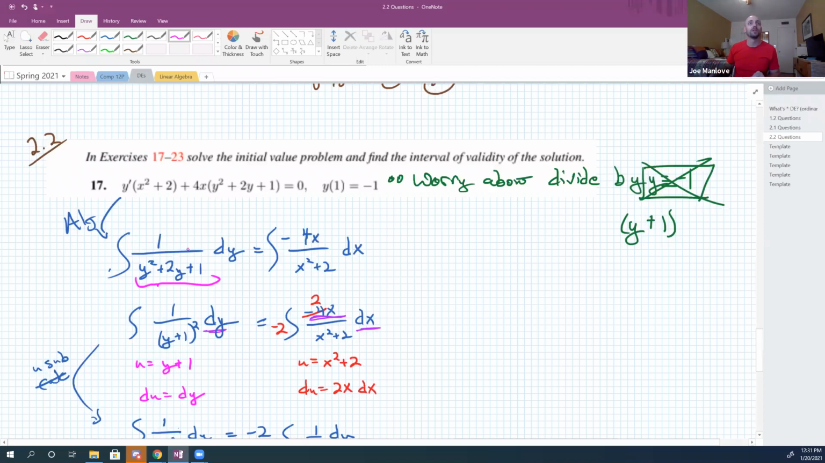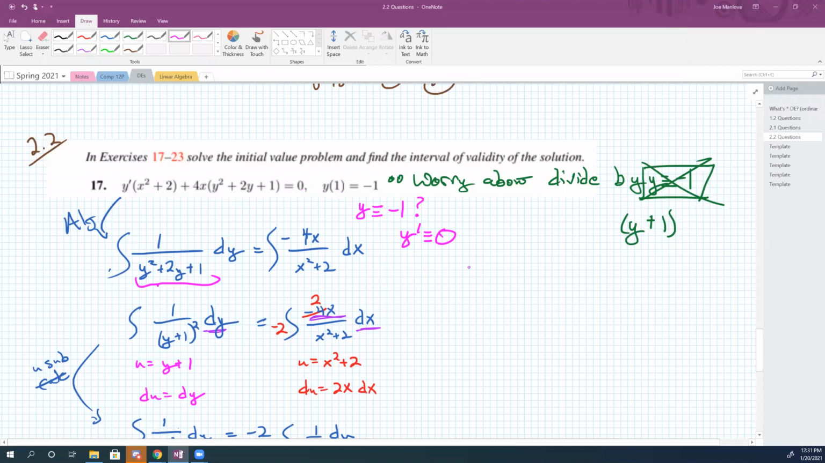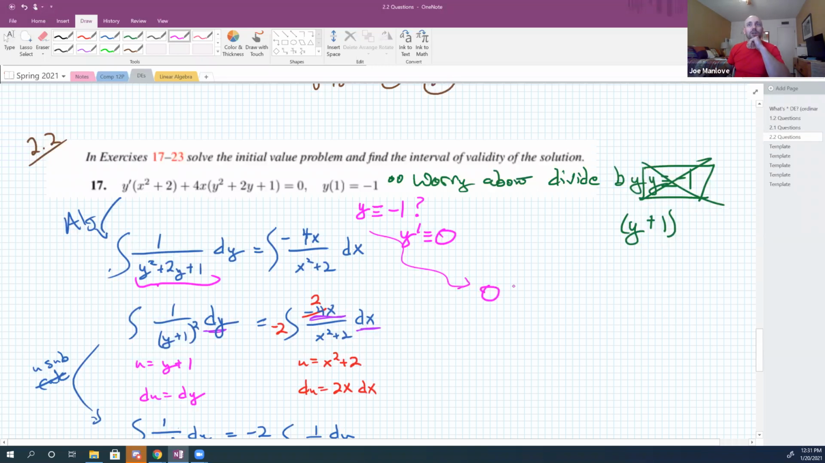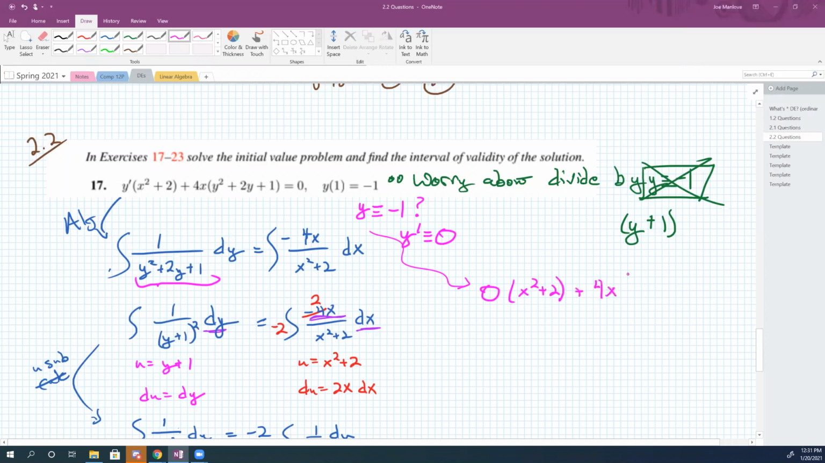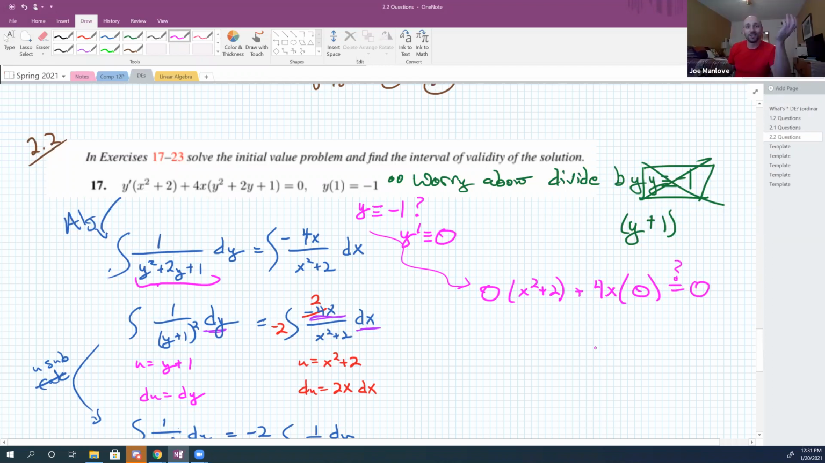We go back, we look. Okay, well, what if y was actually just solidly equal to -1? Well, then y prime is 0, right? Yeah. Okay, so if I plug those in here, I'm looking at 0 times x squared plus 2 plus 4x times 0. And I'm wondering, is that 0? I'm not sure, man. It's a tough one. Was I expected to see this at the beginning? Nah. No. Does it happen? Yeah.